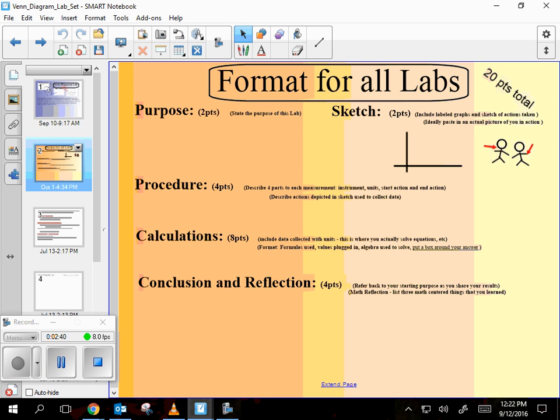Calculations. This is where you actually get the answers to the 3 questions that you wrote. Okay, so you're going to write 3 questions about your Venn diagram. And then the conclusion is actually what's the answer to your questions. But notice it says and reflection, and a lot of kids lose points on the reflection part because math reflection lists 3 math-centered things that you learned.